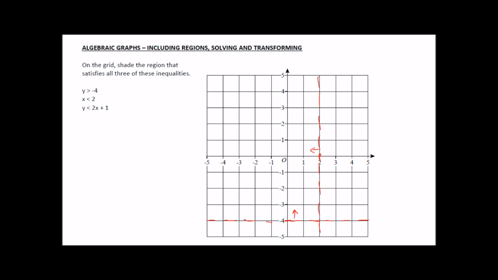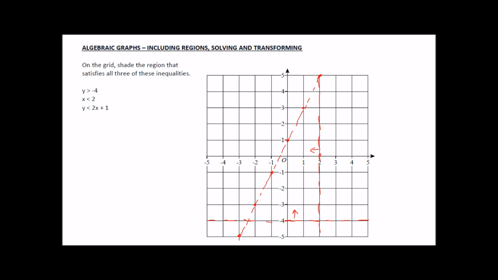And then y is less than 2x plus 1. So 2x plus 1 will cross the y-axis at 1. And then a gradient of 2 means for every one across, it will go 2 up. Okay, so the line is going to go through there. And again, I'm going to plot all those points, but then I'm going to join them with a dotted line because it's not equal to.